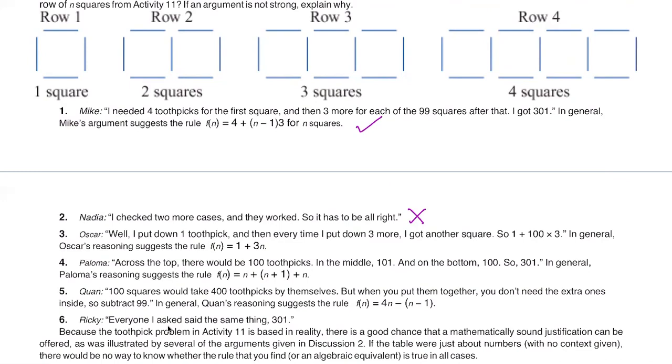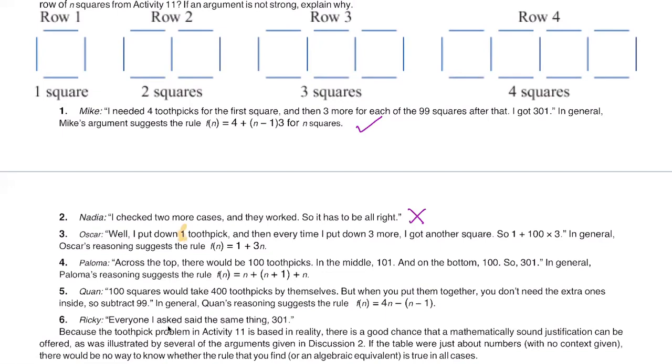We look at Oscar. Well, I put down 1 toothpick, and then every time I put down 3 more. I got another square, so 1 plus 100 times 3. In general, Oscar's reasoning suggests the rule 1 plus 3n. Whew, I'm going to have to color that one. I'm not sure what's going on here.